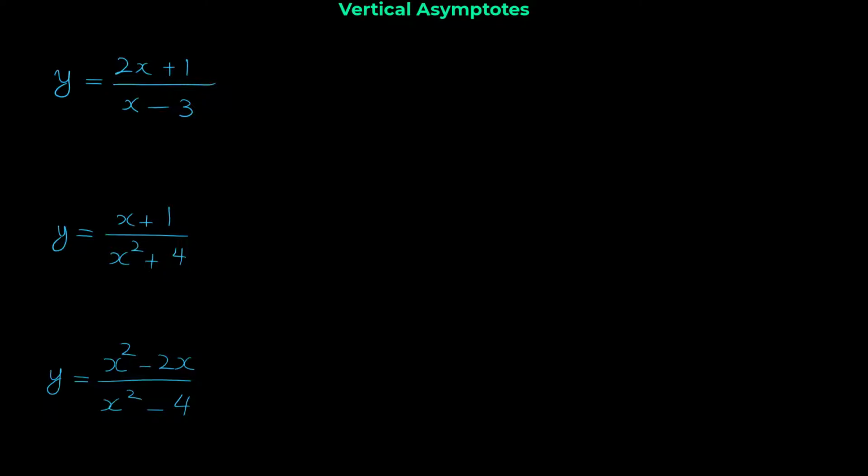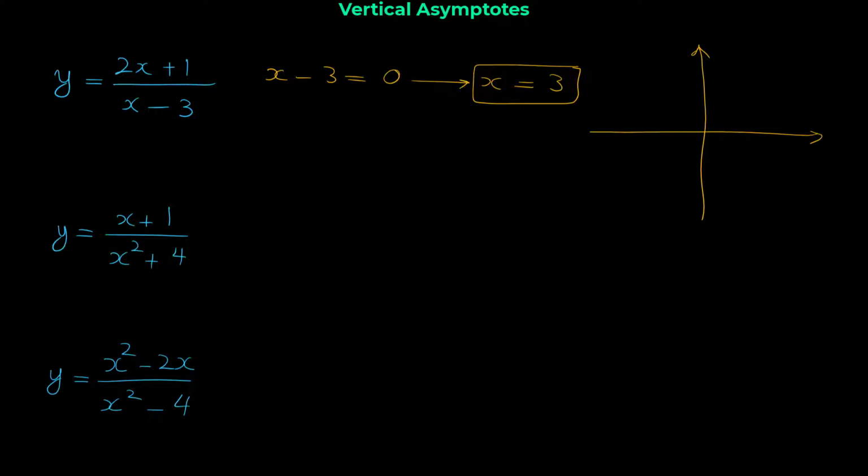So for finding the vertical asymptote of the first function, you have to set x minus 3 equals 0. And from this equation, x is 3. This vertical line, x equals 3, is the vertical asymptote of this function. Let me graph this function for you so you can understand better why this line is the vertical asymptote of that function. x equals 3. Let's suppose 3 is here. So if we suppose 3 is here, this vertical line is the vertical asymptote of that function.